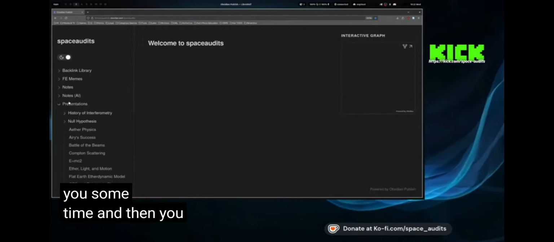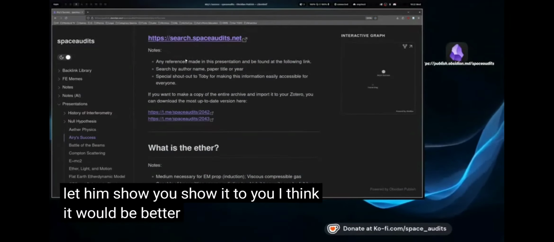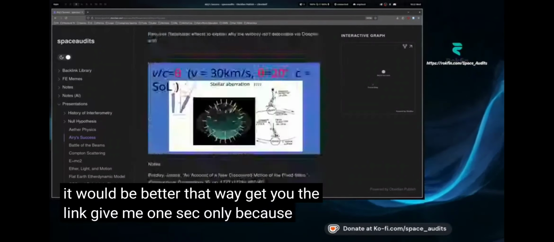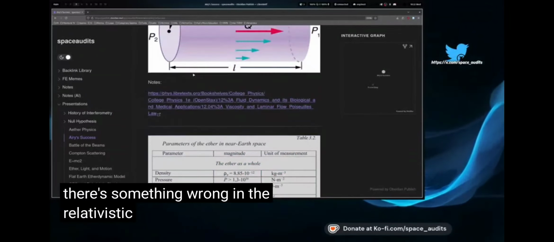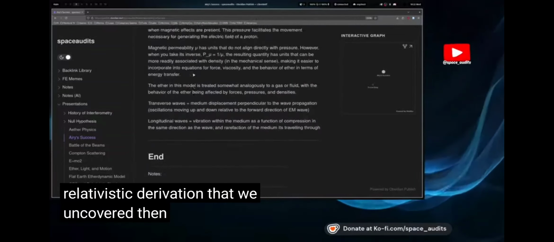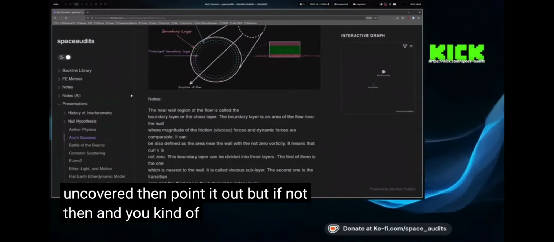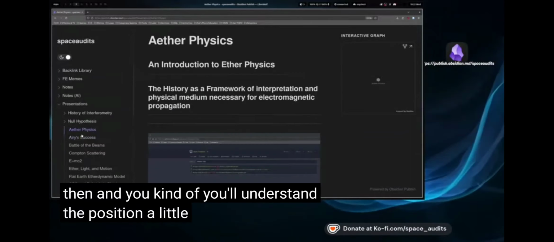And then if there's something wrong, you point it out. Yeah, let him show it to you. I think it would be better that way. I'll get you the link in one second. Only because we went through this, you know what I mean? So it'd be good, if there's something wrong in the relativistic derivation that we uncovered, then point it out. But if not, then you'll understand the position a little more.